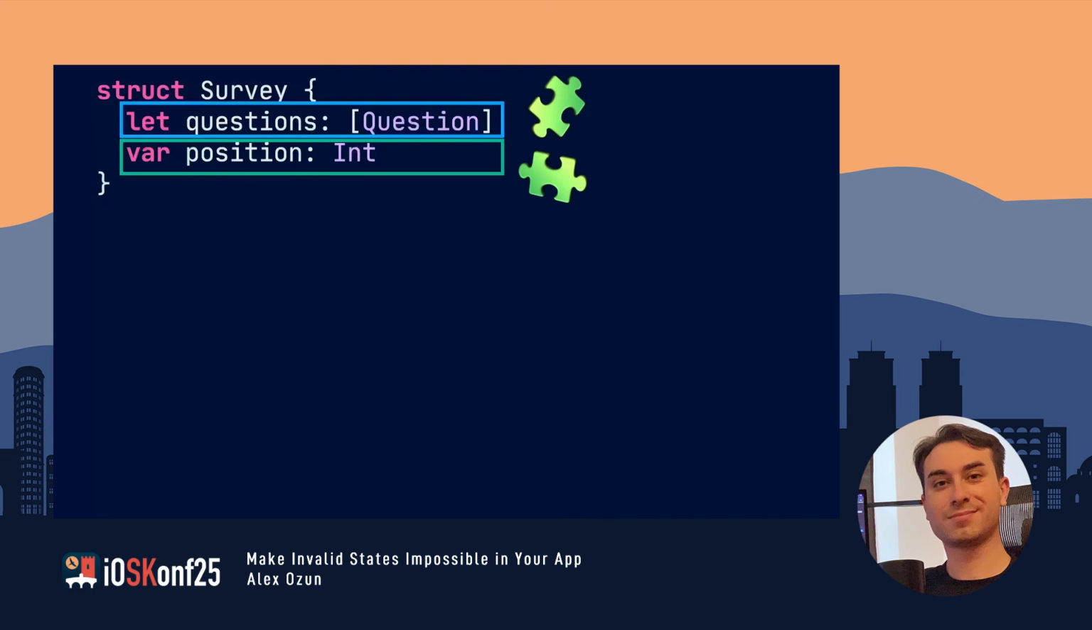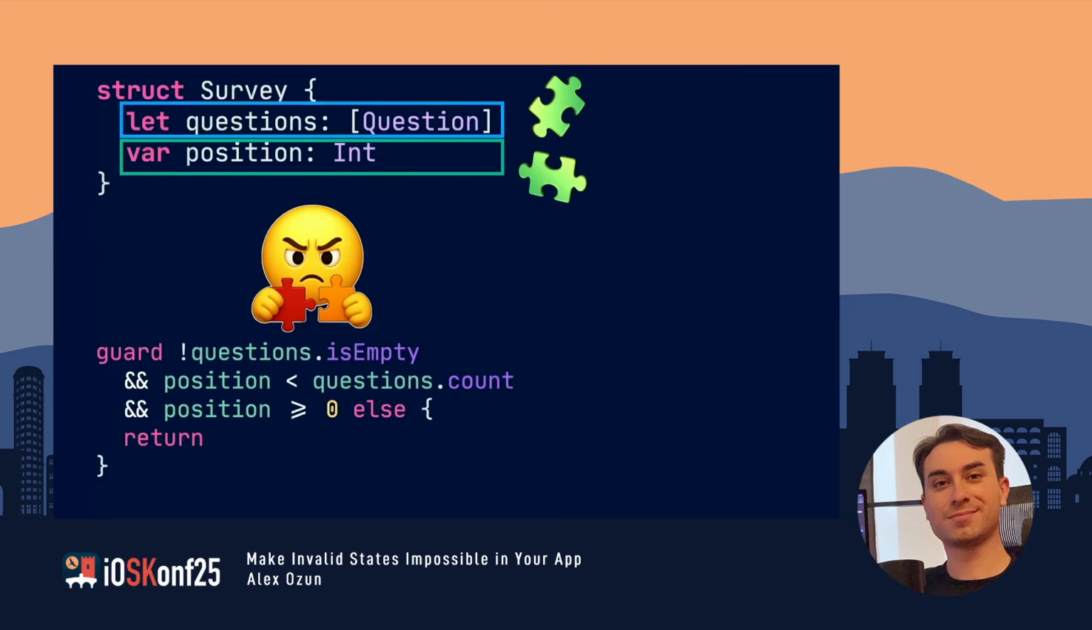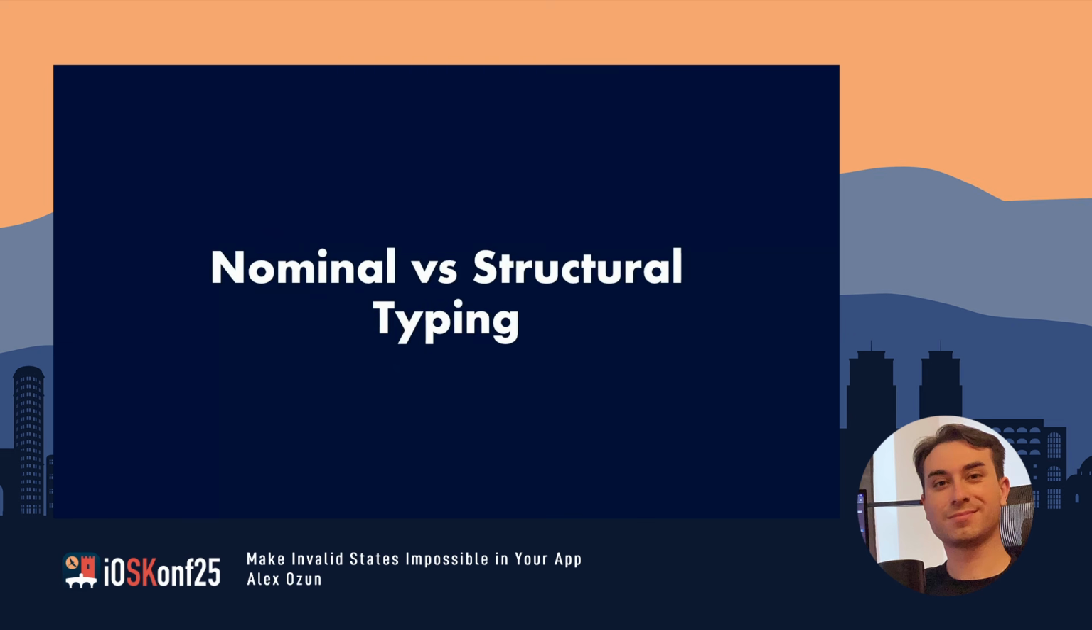One is for the list of questions, and the other one is for the position, but these are completely disconnected. And every time we perform these checks, we are essentially mentally trying to reconnect these disjoint sources of truth. And so this is a good moment to talk about nominal and structural typing.